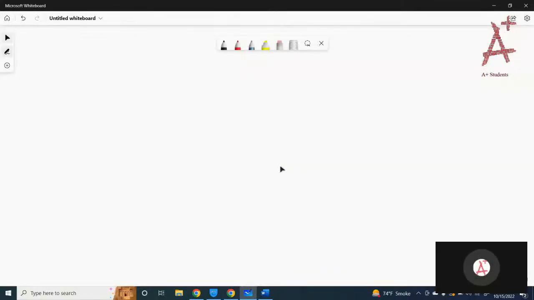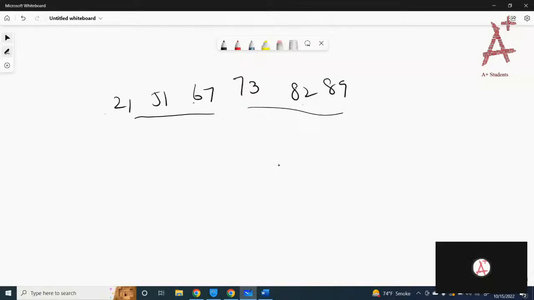In the data set given below, what is the lower quartile? The numbers are 21, 51, 67, 73, 82, and 89. 1, 2, 3, 4, 5, 6. So that means you can divide the data into two exactly equal groups and you have to find the lower quartile. So in the lower half, the middle number is 51. That is the lower quartile. Got it?